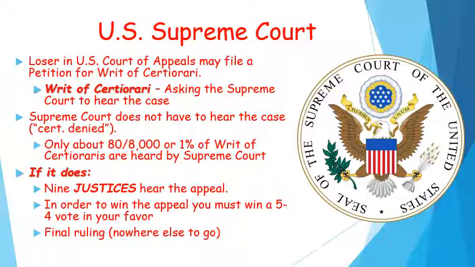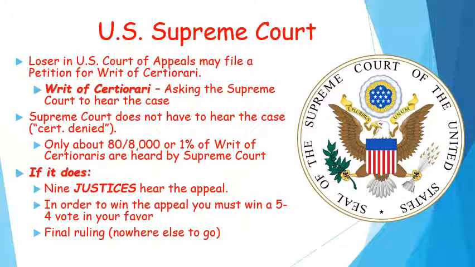If the Supreme Court agrees to hear a case, there are 9 justices, that's what we call the judges on the Supreme Court, who will hear the appeal. In order to win in the Supreme Court, you must get a 5-4 vote in your favor. It does not have to be unanimous. The Supreme Court very rarely makes a unanimous decision, and the Supreme Court is the final ruling. If you get your case to the Supreme Court, there is nowhere else to go. Whatever the Supreme Court decides is what will stand.